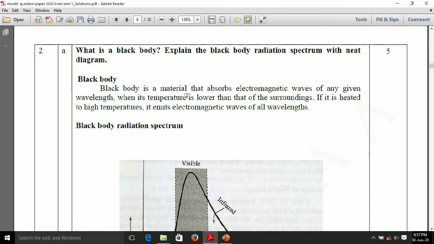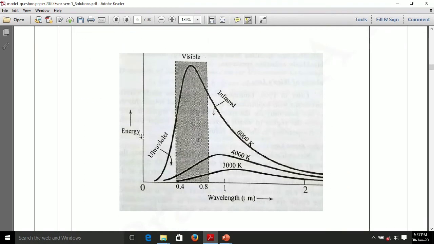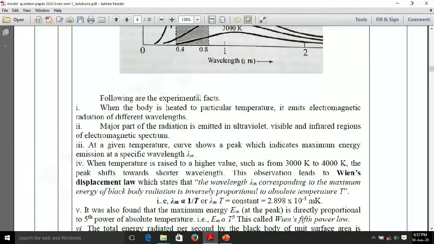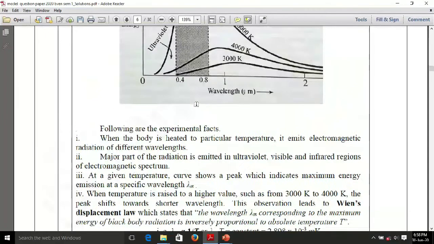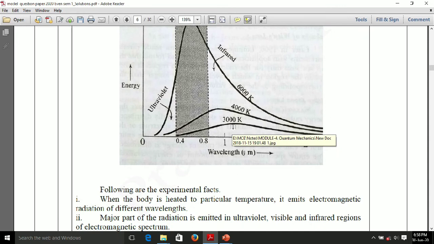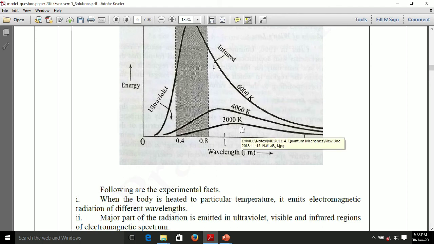So the black body definition is given. For the black body radiation spectrum, you need to draw this diagram, and then you have to mention the experimental facts related to it. For example, at a temperature equal to 300 degree Kelvin, the total energy radiated is not very high as compared to that emitted at temperatures 4000 and 6000 degree Kelvin. So the lower the temperature, the lower will be the total amount of energy radiated by a black body.